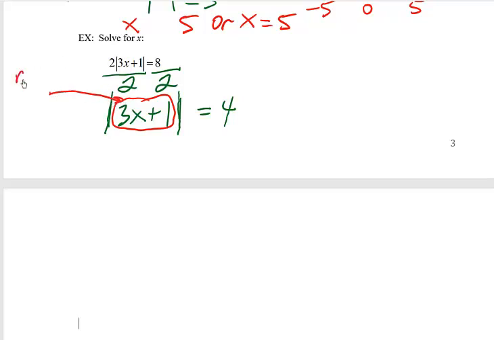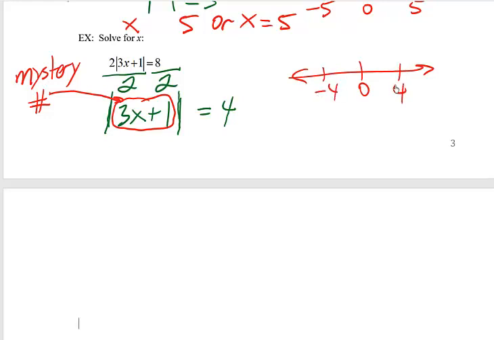Notice my mystery number is a little bit more complicated this time. It's the entire 3x plus 1. I have no idea what that mystery number is, but I do know that the value part of that mystery number is 4. So I go to a number line. I think, well, where could I be? There's two choices. Either I'm on the left side or I'm on the right side. Those are the only two numbers that have a value portion of 4, -4 and +4.